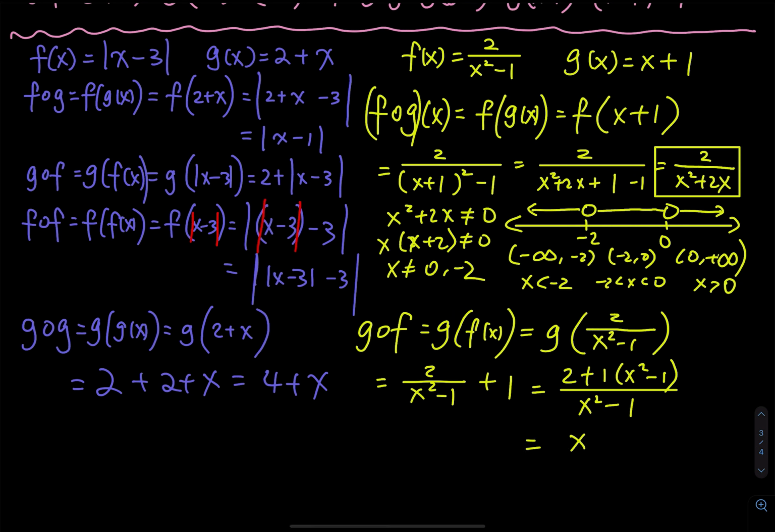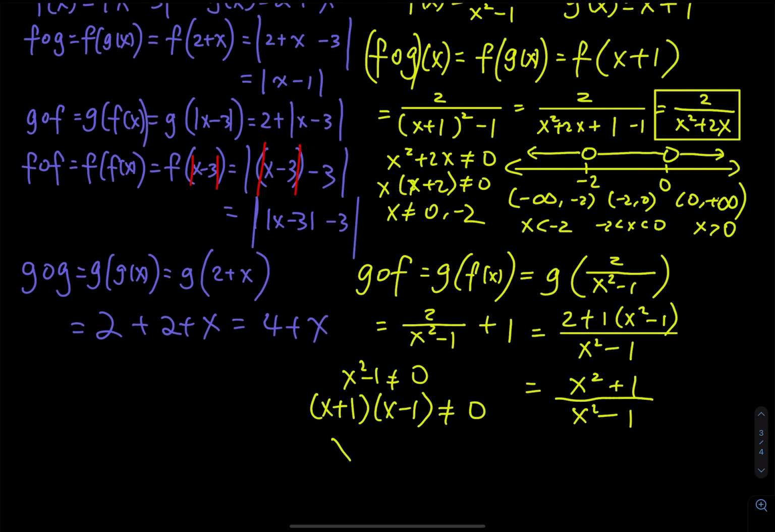So you have x squared, 2 minus 1 is 1, and then divided by x squared minus 1. So x squared minus 1 cannot be equal to 0. So x cannot be equal to positive 1 and negative 1. In case you don't know how I got that, I would like to elaborate one more step. X plus 1, x minus 1 factor, right? So x cannot be equal to negative 1 and positive 1.